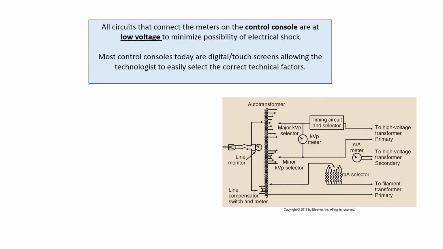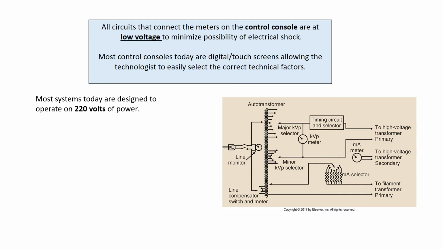I'd like you to look down at the bottom of that autotransformer and notice it says line compensator. Sometimes it's called a line voltage compensator. Here it says line compensator, switch, and meter. What's important is that most systems today are designed to operate on 220 volts of power. So we have power being generated, 110 volts, 60 cycles by the power company. Of course, if we take two 110 lines, we end up getting our 220 volts of power. And that's the amount of power that's going to be fed into the circuitry itself.